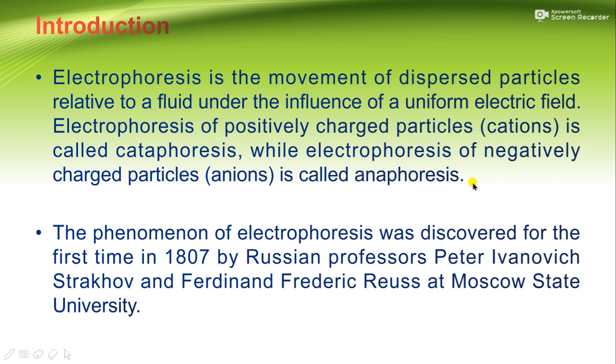Electrophoresis of positively charged particles, cations, is called cataphoresis, while electrophoresis of negatively charged particles, anions, is called anaphoresis. The phenomenon of electrophoresis was discovered for the first time in 1807 by Russian professors Peter Ivanovich Strakov and Ferdinand Frederick Reuss at Moscow State University.